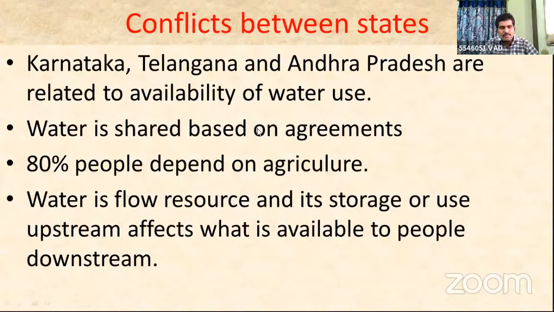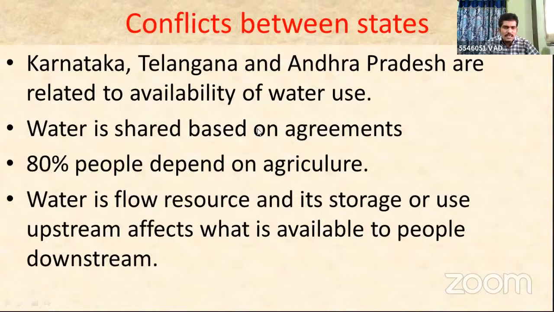80% of the people depend on agriculture in the Tungabhadra river basin. Already earlier we discussed that in the catchment area of Tungabhadra, we have two portions: upper and middle catchment area, and lower catchment area. The upper and middle catchment area is there in Karnataka. The Tungabhadra dam is also there in Karnataka. So here the dispute is that the Karnataka people are using more water. They are not giving a proper share to the people of the downstream regions or lower catchment area.